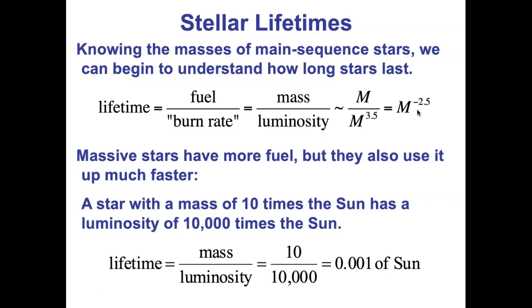Ignore the negative 2.5 for a second. Just realize the lifetime of a star, how much time that star will live as a main sequence star, is proportional to the mass to a negative power. Which means as the mass goes up, what happens? As the mass goes up, the lifetime goes down. The more massive a star is, the shorter a lifetime it lives. Okay?